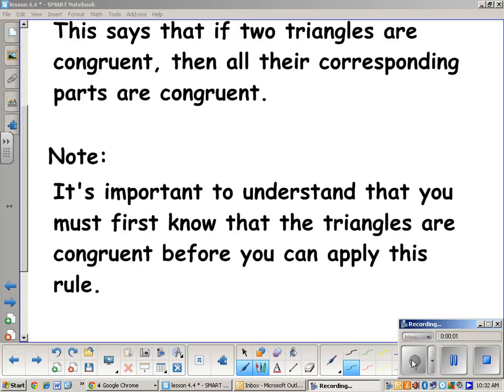It's important for you to know in this that you must first know that the triangles are congruent before you can apply CP-CTC.